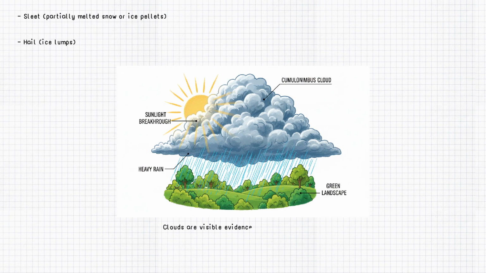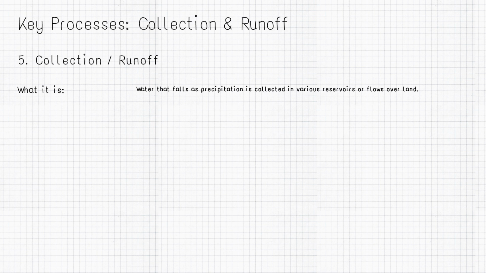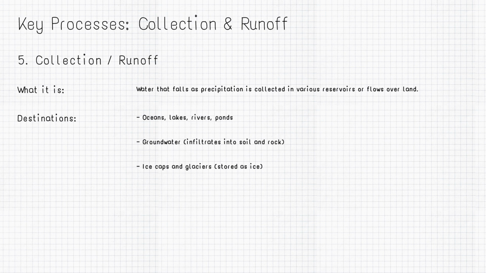This image perfectly illustrates precipitation, with rain falling from a large cloud over a landscape. It shows water completing its atmospheric journey and returning to Earth. After precipitation reaches the Earth's surface, the water doesn't just disappear. It's then gathered or moved through the processes of collection and runoff. Our final key processes are collection and runoff, which describe what happens to water after it falls. Once water falls as precipitation, it either collects in various natural reservoirs or flows over the land surface. This movement is crucial for distributing water across the landscape. The destinations for this collected water are diverse. It can flow into oceans, lakes, rivers, and ponds.